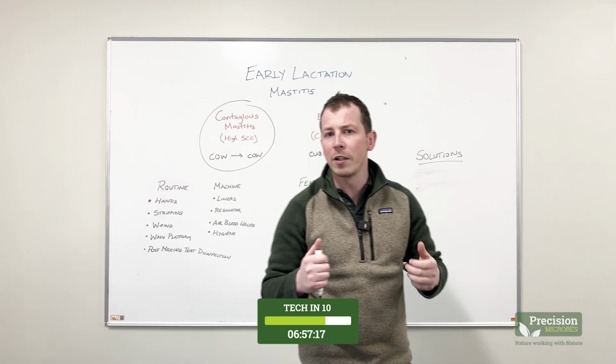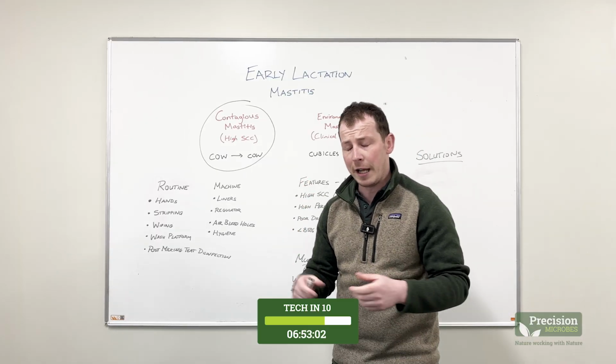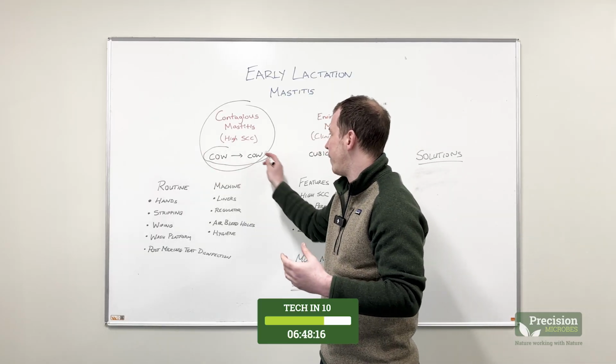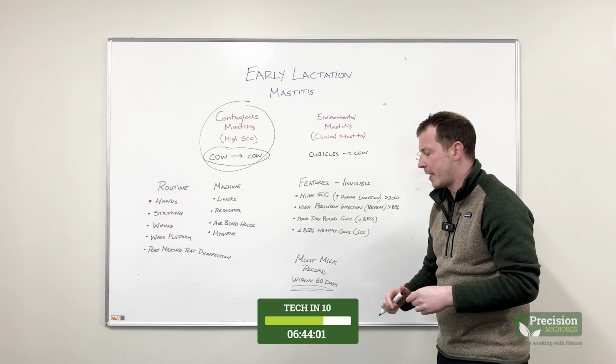Generally speaking, we're talking about older cows that have been in the herd for a longer time, and they've also spent more time in the parlour where these infections are actually spreading. So those are the main features of contagious mastitis.